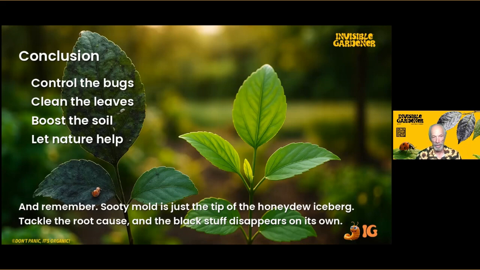Okay, so sooty mold is just the tip of the honeydew iceberg. If you tackle the root cause, the black stuff disappears on its own. You will not have the problem. The ants will go to another place. Oh, look, that's food for us. So they know it from experience. If I take my aphids and put them on this plant and the plant dies, not good. So why is it no good? They say, well, that one is bad, I'll take it over there, and this one survived, so they go over there.